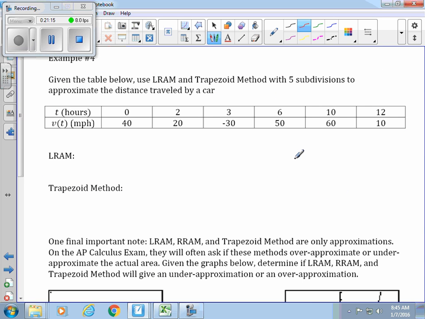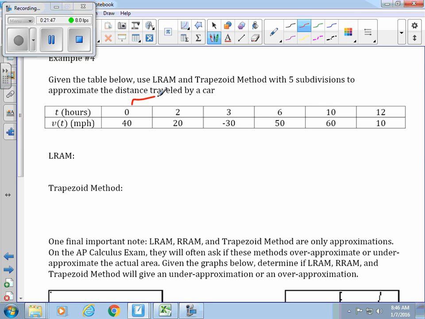Okay, let's do this. Use a left rectangle approximation and a trapezoidal approximation with 5 subdivisions to approximate the distance traveled by the car. So you can tell this is a common AP problem. They're going to ask it a lot. I'll give you a table. Does anyone notice anything I need to be careful about on this one? Yeah, negatives are fine. The unit.